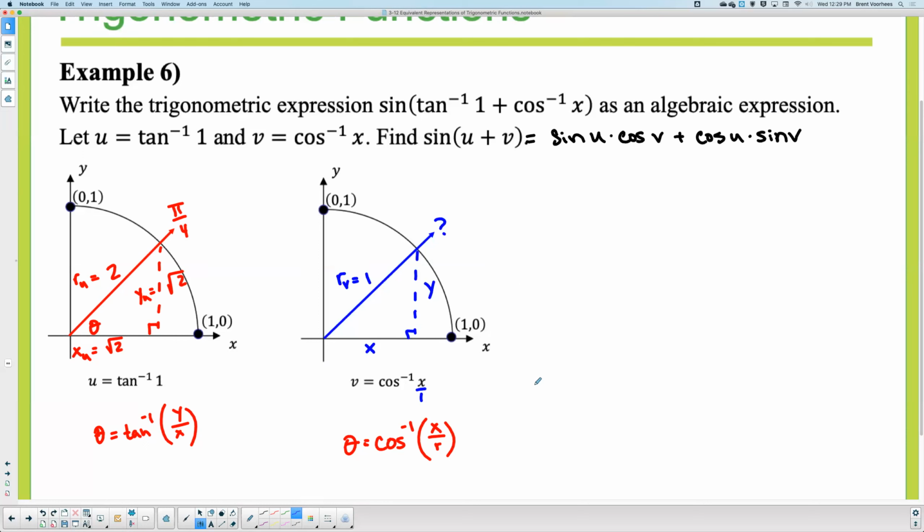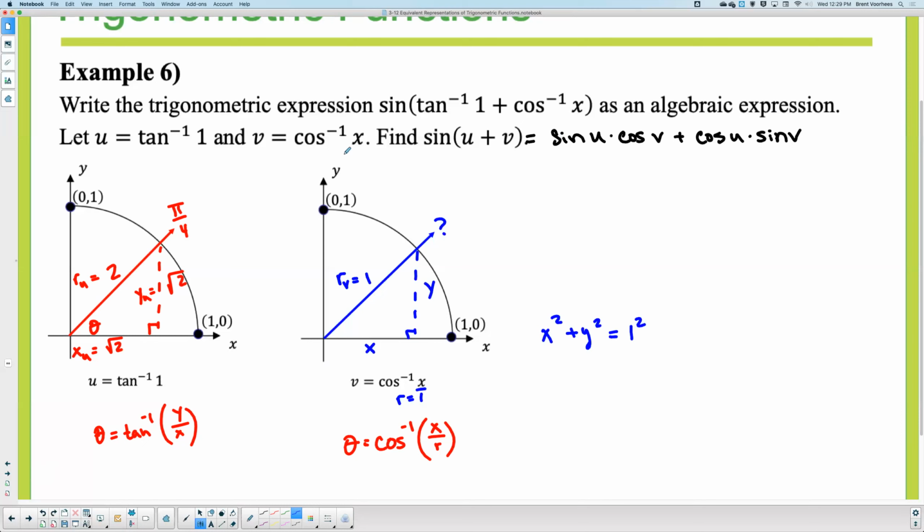Is x equal to 1? No, x does not equal 1. The radius, r, equals 1. So how do I find my y? I have to use the Pythagorean theorem: x squared plus y squared equals 1 squared.